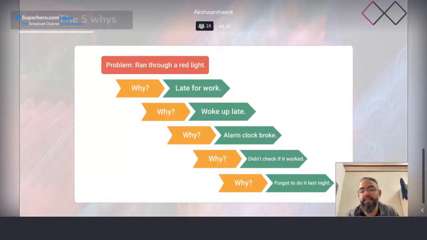Well, I woke up late. And why? Because my alarm clock broke. And why? Because I didn't check if it worked. And why? Because I forgot to do it last night. So instead of going to the street and taking down that light, dude, you just watch your phone, and last night just remember to configure your alarm clock.